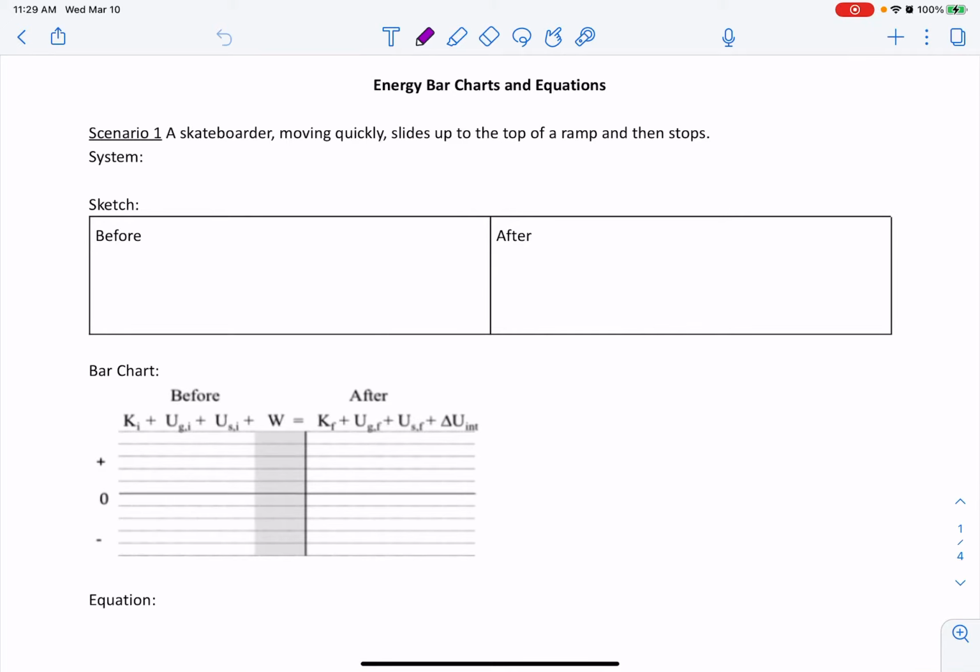Hi everybody, in this video I'm going to go over how to make an energy bar chart and an equation based on that when given a situation involving an energy change. So in order to do this, we really need to know our different types of energy. So I'm just going to take a second and explain them here on the side.